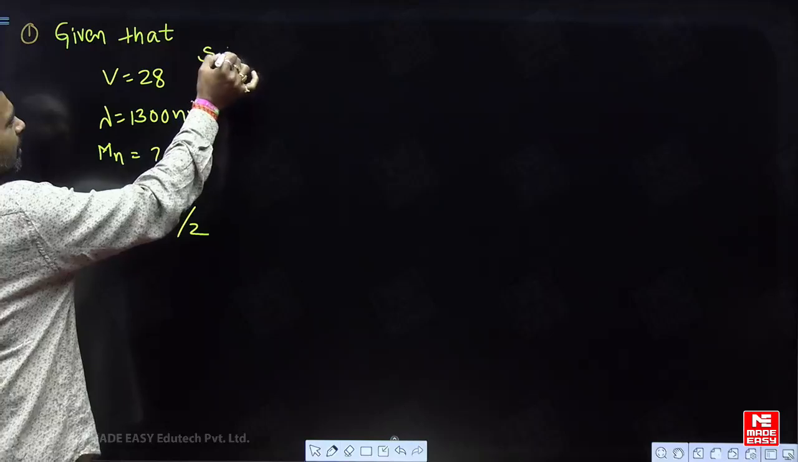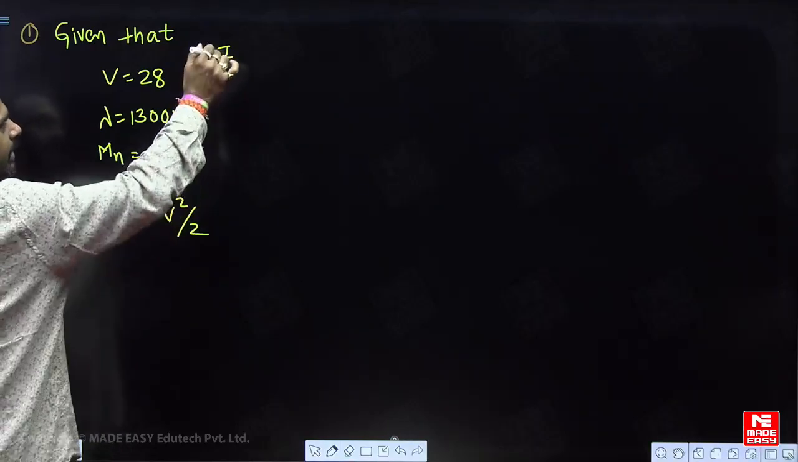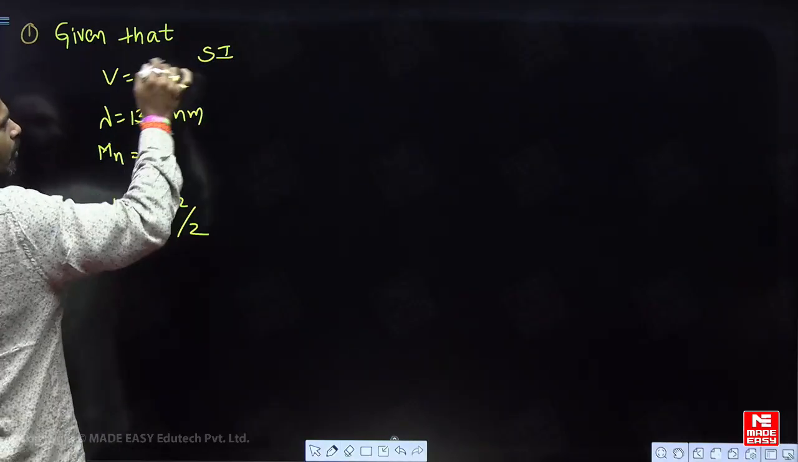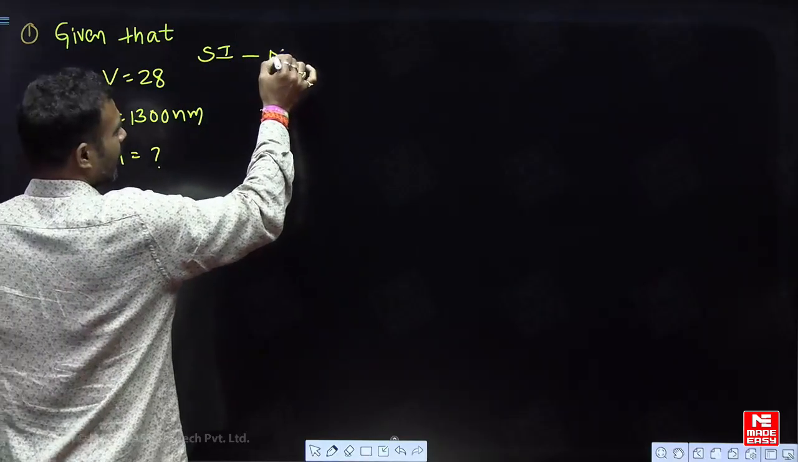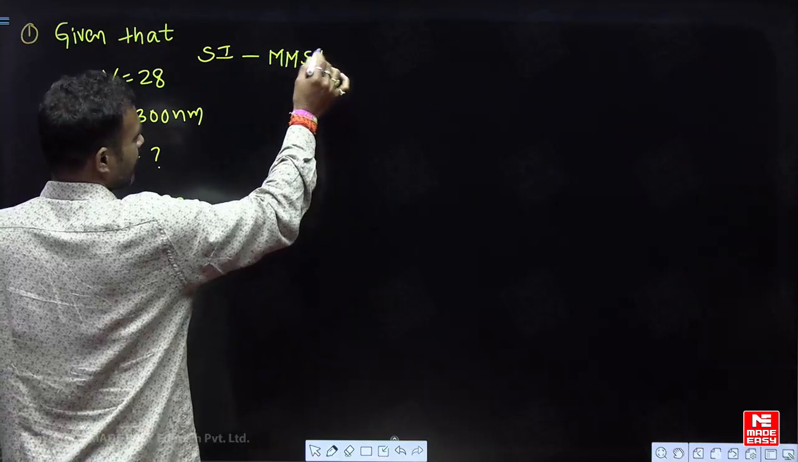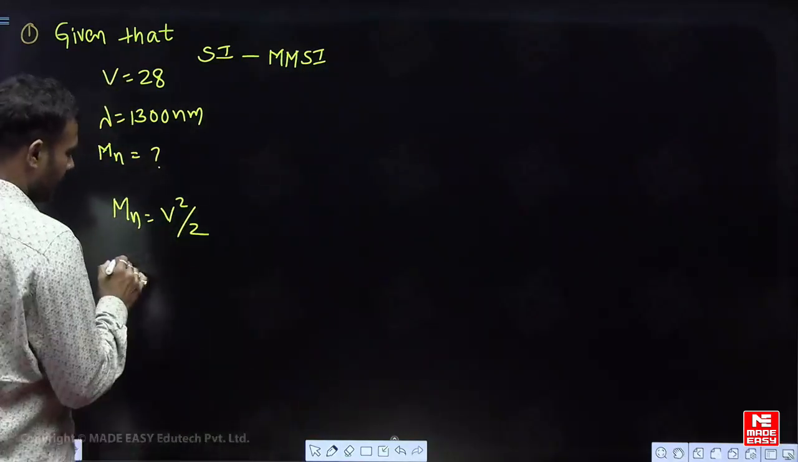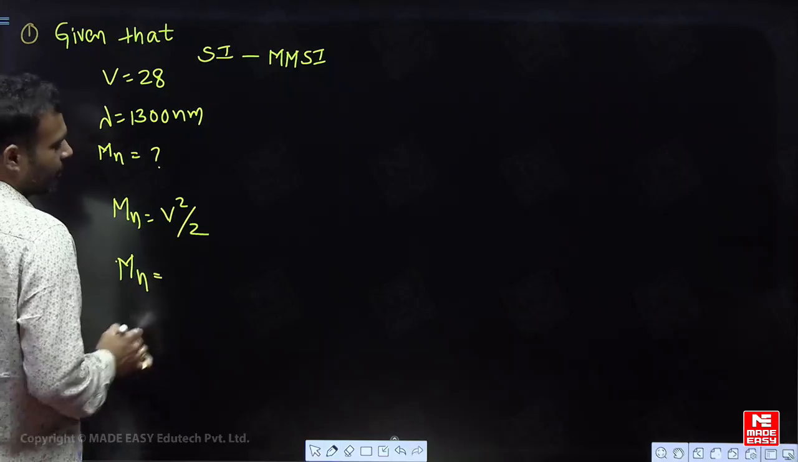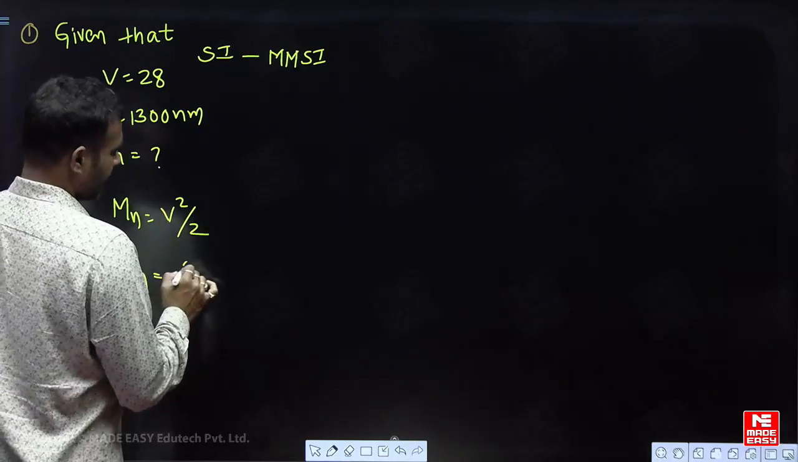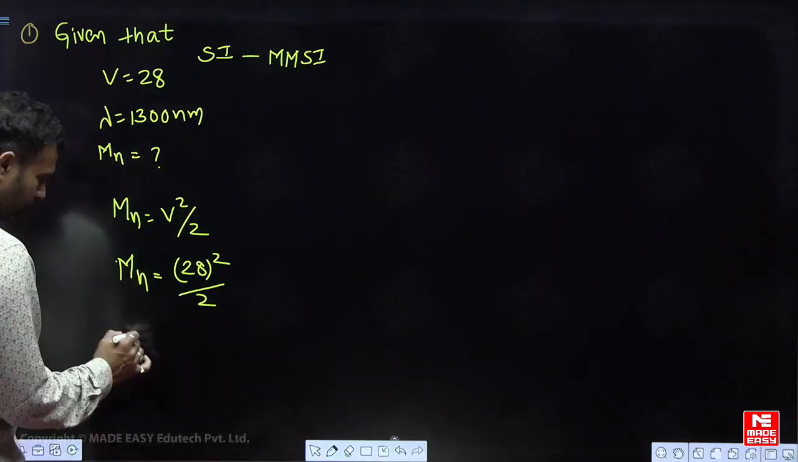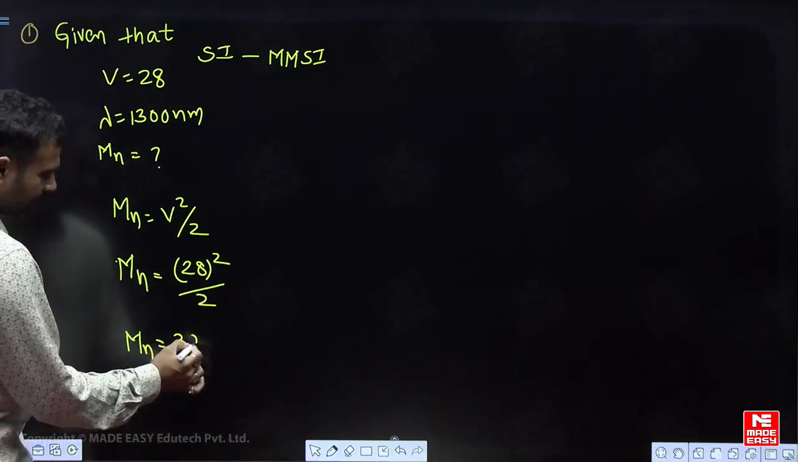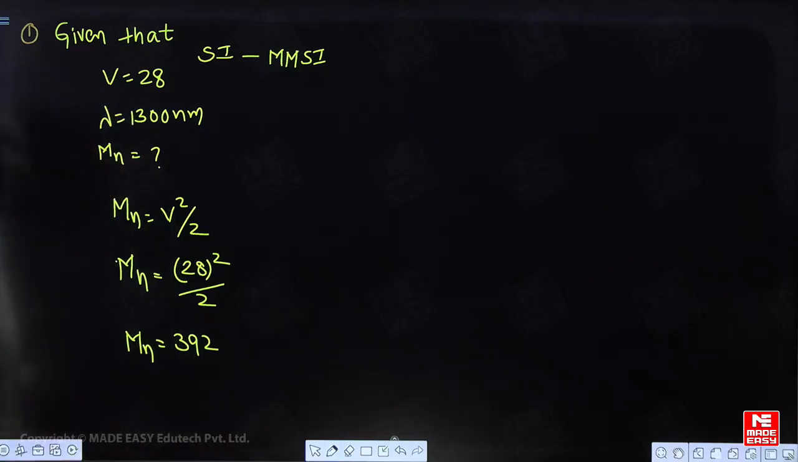The question specifies step index only. For step index, when V is greater than 2.405, it comes under the category of MMSI, multimode step index fiber. Then we can get the value of Mn. Mn is equal to V square by 2, so V value is 28 whole square by 2. The respective value of Mn is equal to 392. So, 392 modes are present.